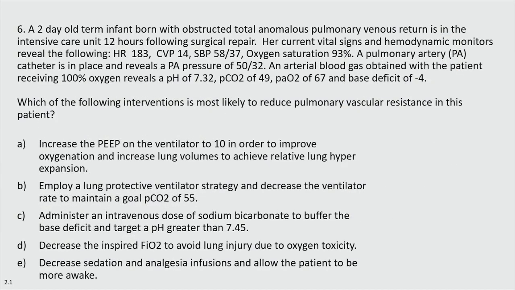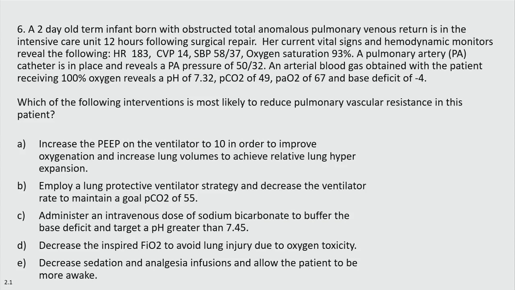Question number 6. A day-old term infant born with obstructive total anomalous pulmonary venous return is in the intensive care unit 12 hours following surgical repair. Her current vital signs and hemodynamic monitors reveal the following. Heart rate is 183 beats per minute, CVP is 14, systemic blood pressure is 58 over 37 millimeters of mercury, oxygen saturation is 93%. A pulmonary artery catheter is placed and reveals a pulmonary arterial pressure of 50 over 32.